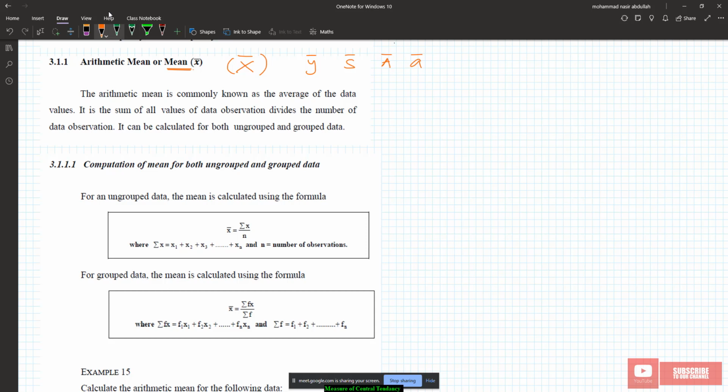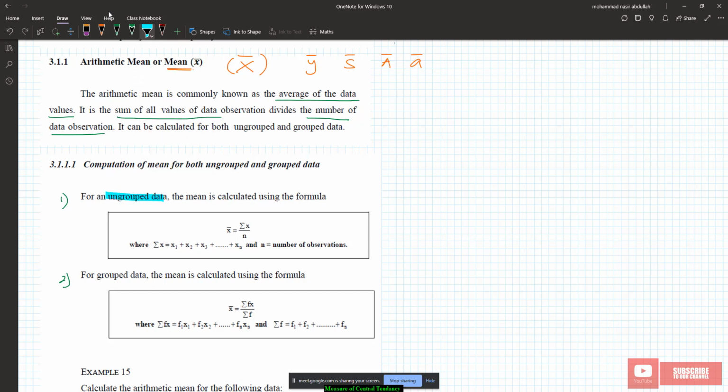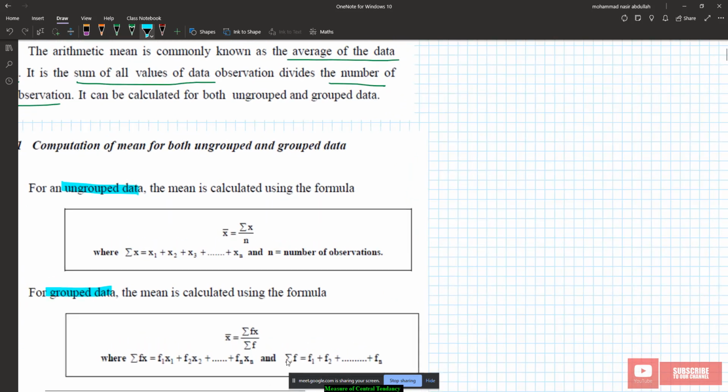Right? So mean is commonly known as the average of the data values. The average of the data values is the sum of all values of the data observations divided by the number of data observations. Right? So this is the formula. The first formula is for ungrouped data, the second formula is for grouped data. If you can see, boleh nampak.